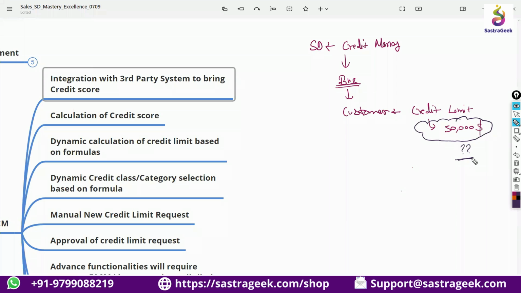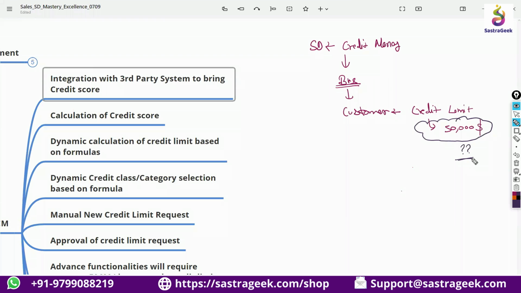But that background process can be implemented with S4HANA, and in ECC also it can be implemented. In S4HANA it can be implemented by using FSCM credit management. So FSCM credit management has a functionality by which we would be able to check my dynamic credit limits.